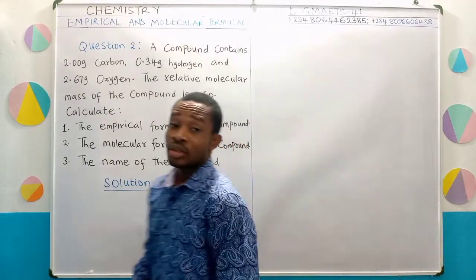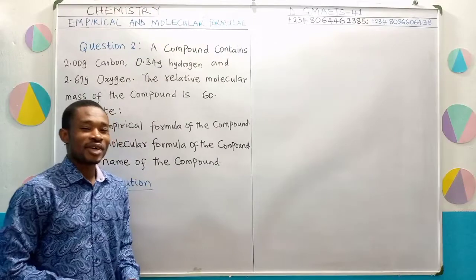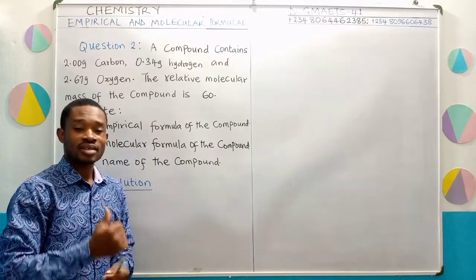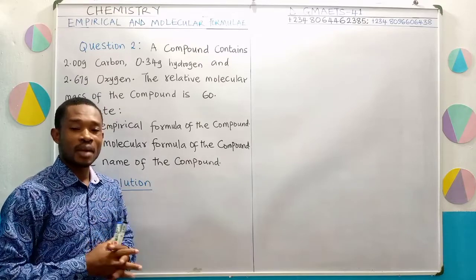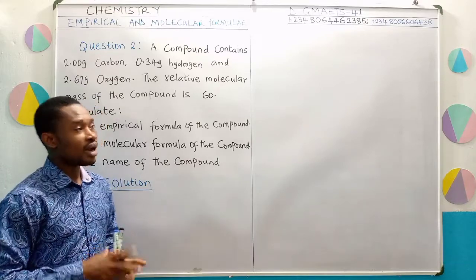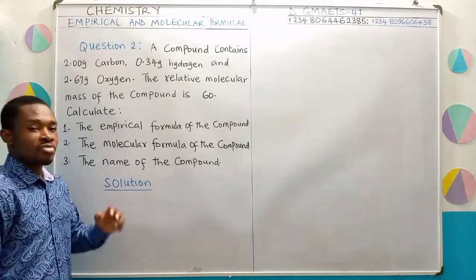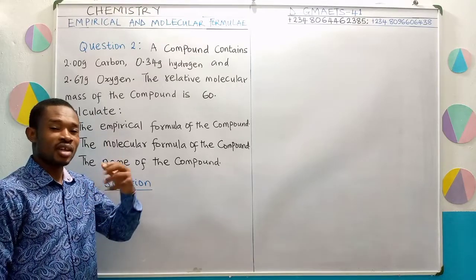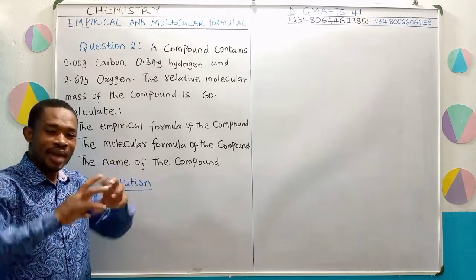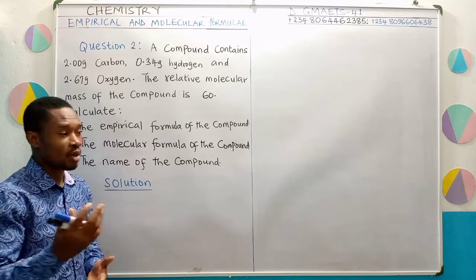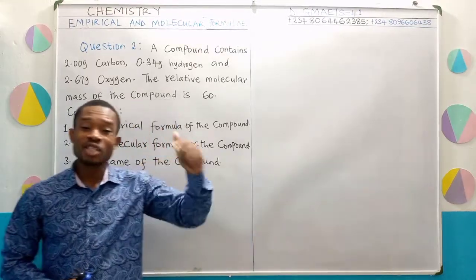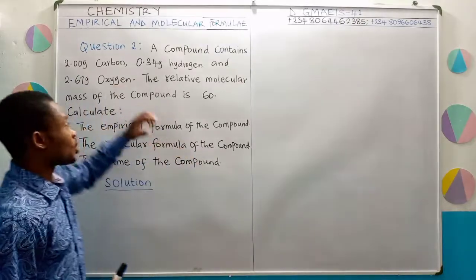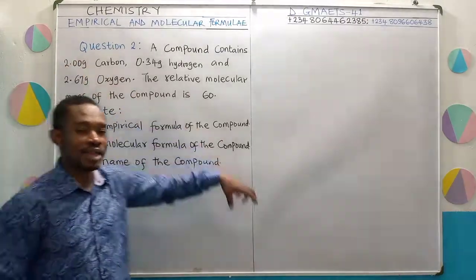Now, to solve this problem, we are going to follow the same pattern as the previous question, where we just determined the empirical formula of the compound. But there is something we should notice here. In the previous question, we were given the percentage by mass of the elements that made up the compound. That compound was ammonium chloride. But in this question, what we have here is reacting mass.